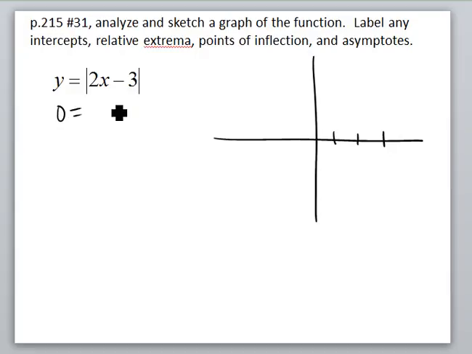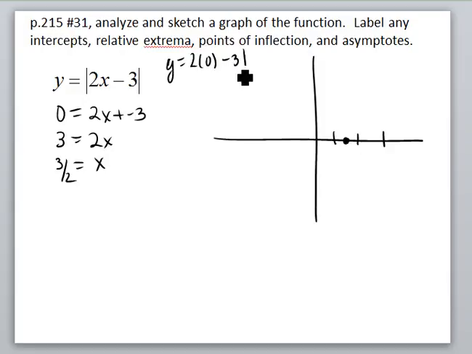The only thing I will do is I will go ahead and find the x-intercept of this graph. The x-intercept is 3/2. So right there. The y-intercept, when I plug in 0 for the x, ends up being a positive 3. And if I wanted to just get some other points, I could plot them.